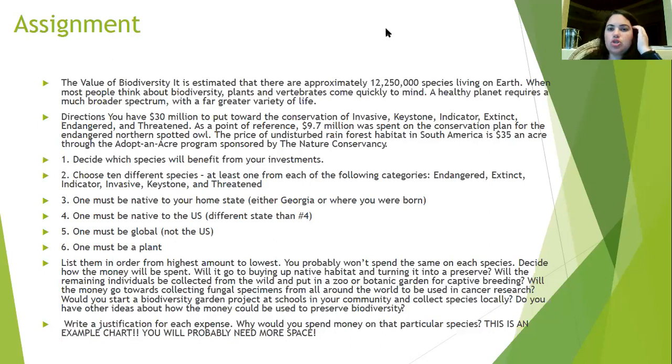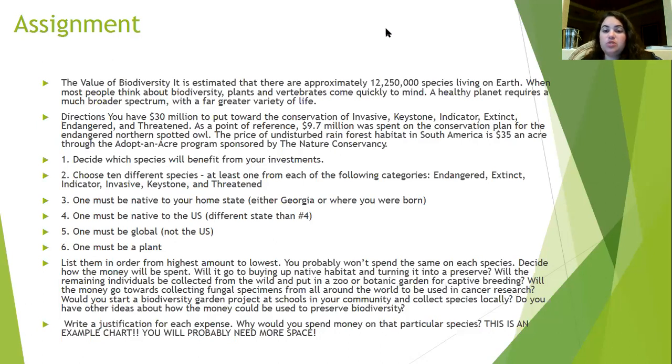And I'm going to show you the chart in which you're going to organize this. You can also print it off of Canvas, and there's a chart there. You can fill it out with your pen or pencil, take a picture, and then turn it in if you'd like. So you're going to list them in order from highest amount to lowest amount. So let's say your global animal is the panda, and you really, really have deep-hearted feelings for this panda. You're going to put panda at number one, and you're going to give the panda $10 million for conservation, okay?